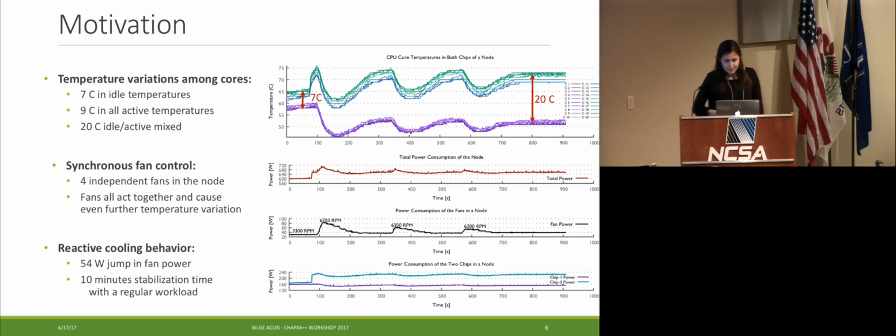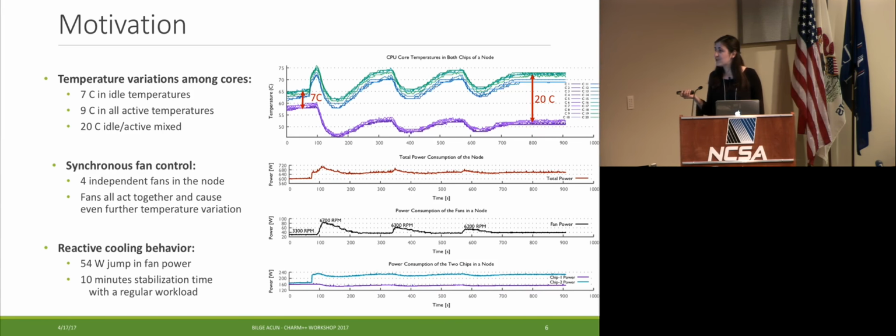overcooled. And that's because the cores are cooled with fans in the node that operate synchronously. There are four independent fans in the server node, and they all act together to be able to reduce the maximum temperature of the cores within the node. So since they operate based on the maximum temperature, the other cores end up being overcooled.